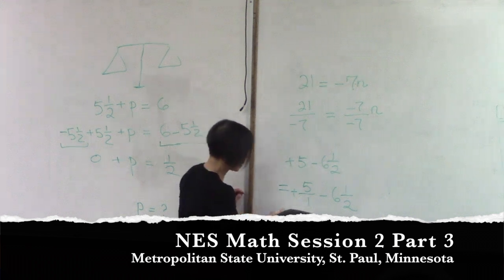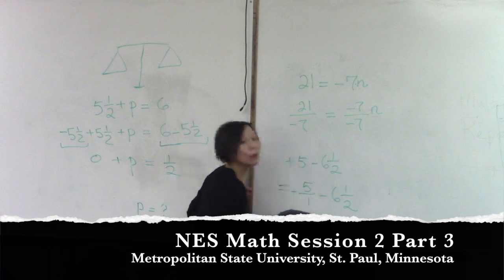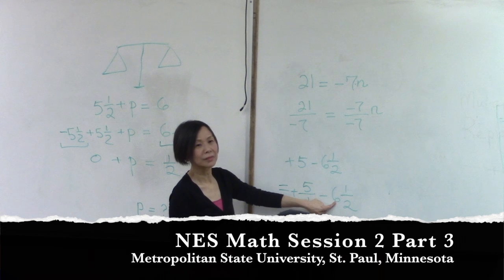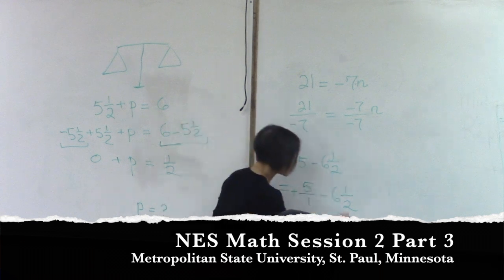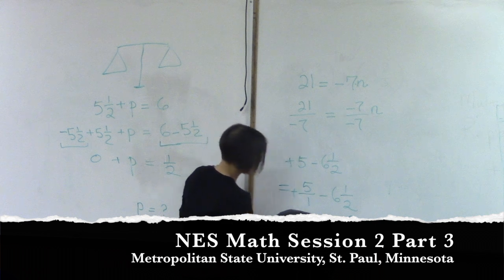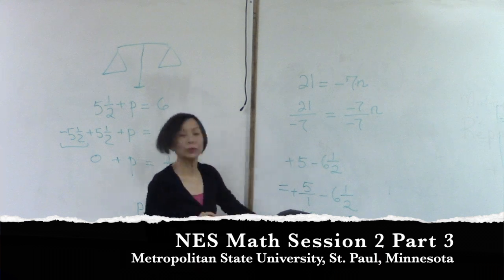So what is another way of saying it? This is 2. If you want to do the math part, it's 2 times 6, which is what? 12. 12 plus 1, 13. And 5 is, if I put 2 at the bottom, what is the top number? 10.